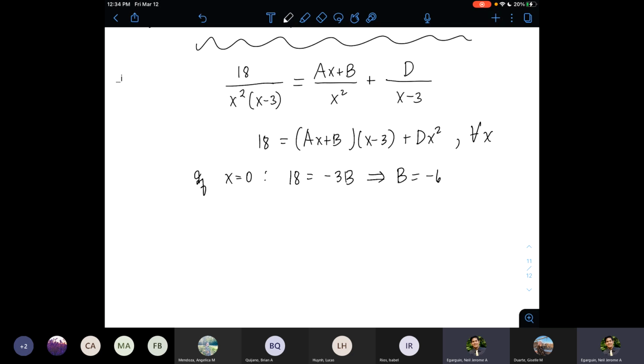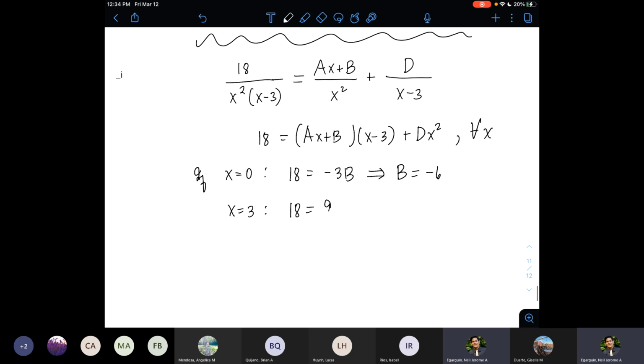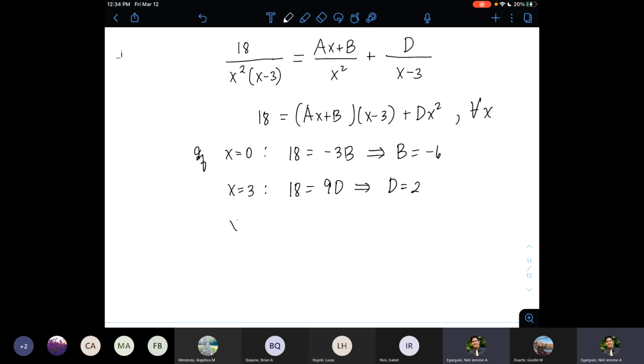Next, I can let x be equal to 3. And that's good because this factor becomes 0, leaving us only with the second term. So we'll have 18 equals 9d. That means d is equal to 2. Now we ran out of good x's, I mean x's that will make one of the factors equal to 0. So let's give it an arbitrary value for x. Say x equals 1. I'll stick with the small integers. But again, you can pick any number, any fraction, any irrational number you want. That's fine, but pick the convenient ones.